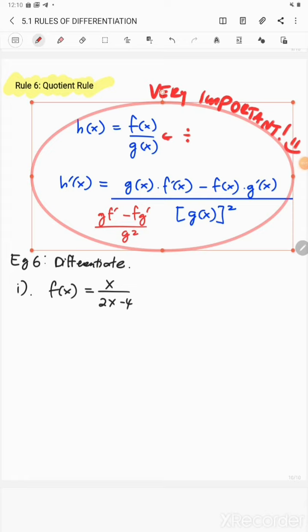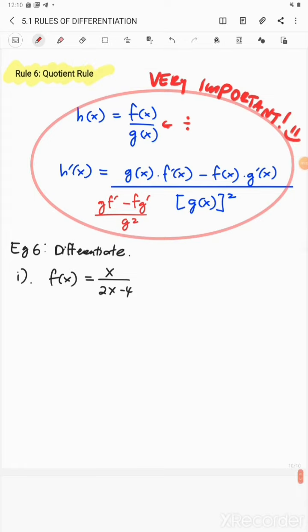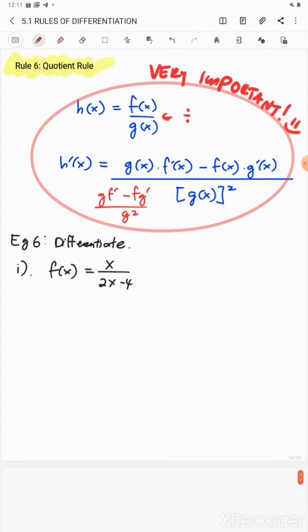The question is, differentiate number 1, f(x) equal to x over 2x minus 4. So this one will be g and this one f. To differentiate this, you have to remember the formula: g f prime minus f g prime, divided by g square. For me to remember this, we always start with g, because the bottom is also g, g square.